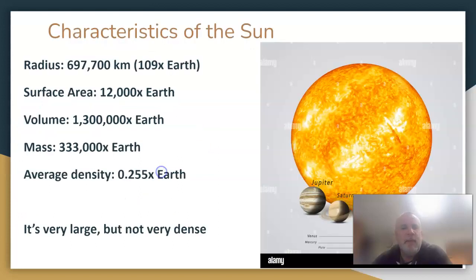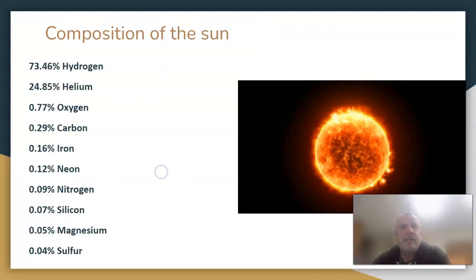It's very basic. Some of the characteristics: its radius is almost 700,000 kilometers across. It's about 109 times the width of the Earth. Sorry, I should say the radius. So that's only half. The surface area is about 12,000 times that of the Earth. The volume is about 1.3 million times that of the Earth, and its mass is only 330,000 times that of the Earth, which means that its average density is actually quite low. It's only about a quarter of that of the Earth. So it's not the most dense object, but it's very large.